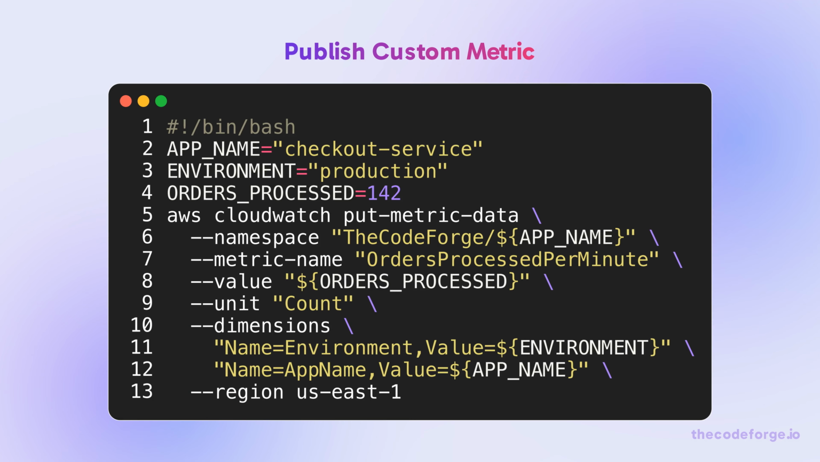Here's a bash script that publishes a custom business metric to CloudWatch. It simulates reading the number of orders processed in the last minute. The namespace acts like a folder. Use a consistent naming convention. The dimensions are low cardinality, environment and app name, not userId.